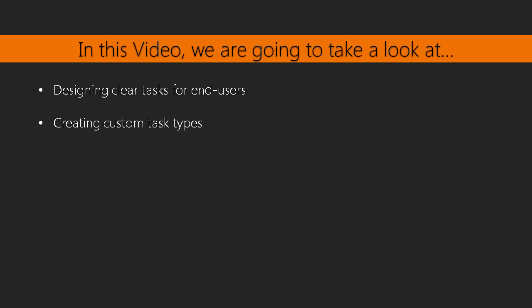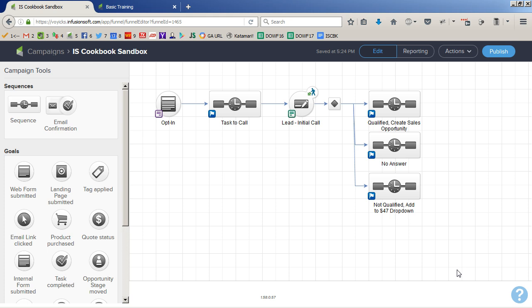Since creating a great experience with tasks requires understanding the context in which the task will be performed, in this video, let's assume we have a campaign model that looks like this. In plain English, when a lead comes in through a website, a human is tasked with calling that new lead and then filling out an internal form. Specifically, they need to fill out the lead initial call form.